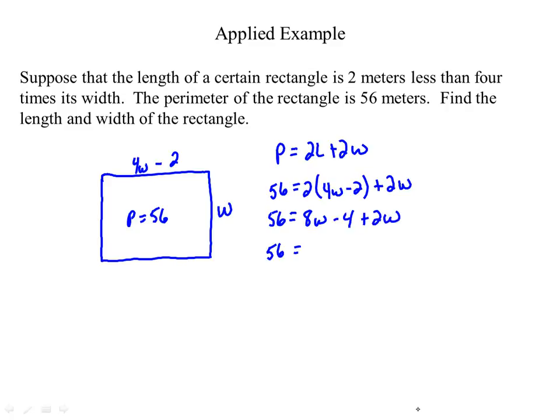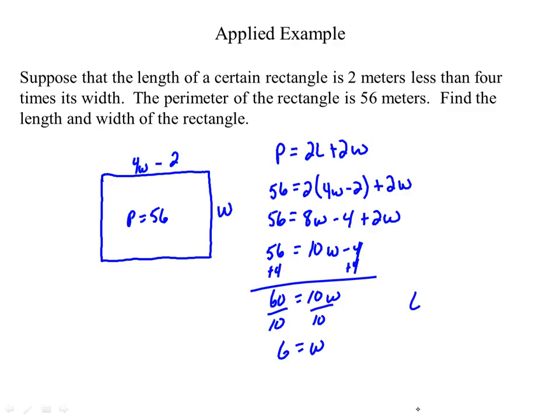56 is equal to, on the right hand side, we're going to combine like terms. We're staying on the same side, so we're just going to put that 8W and that 2W together, so we'll have 10W minus 4. Then if we add 4 to both sides, we'll have 60 is equal to 10W. Divide both sides by 10, and we're going to get our width is equal to 6. How'd we do? So if our width is 6, what is our length?